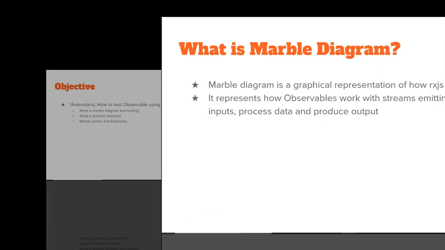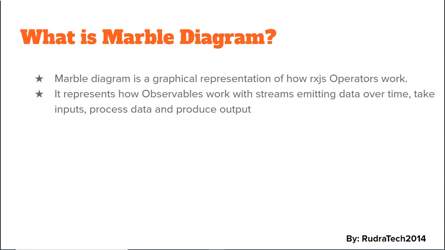Well, the marble diagram is a graphical representation of how RxJS operators work. It represents how the observable works with streams by emitting data over time, taking inputs, processing that data and producing output. Now, here is a sample example that I have prepared to demonstrate the use of the marble diagram.